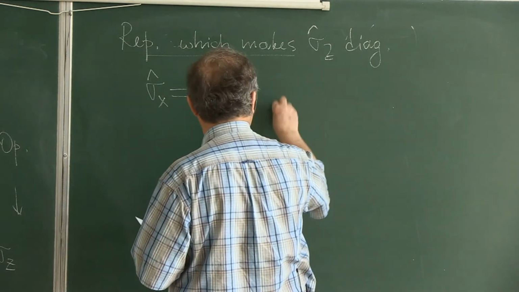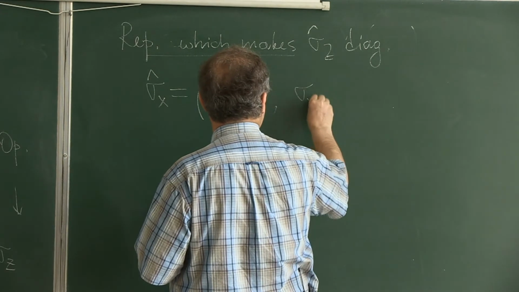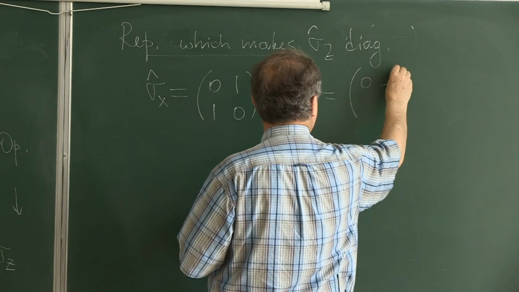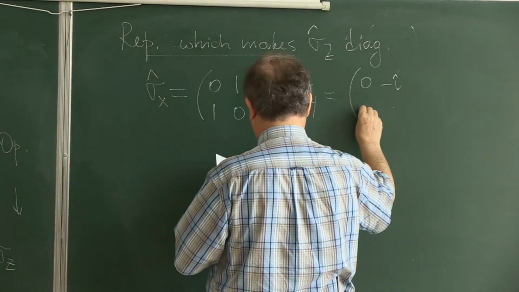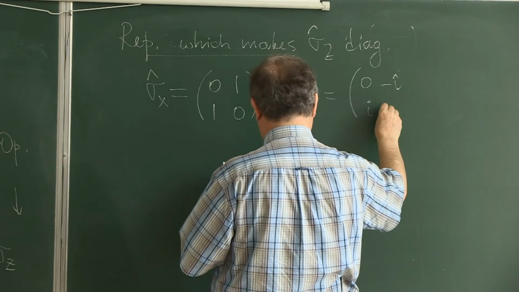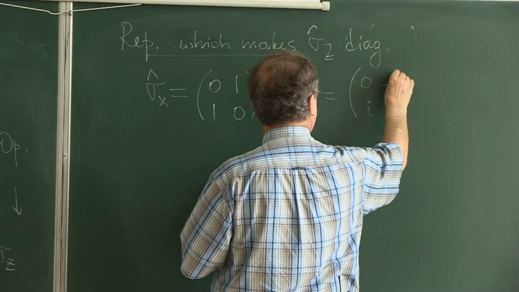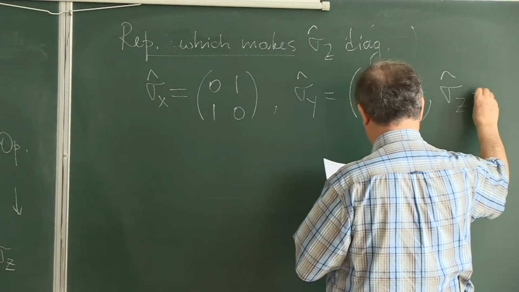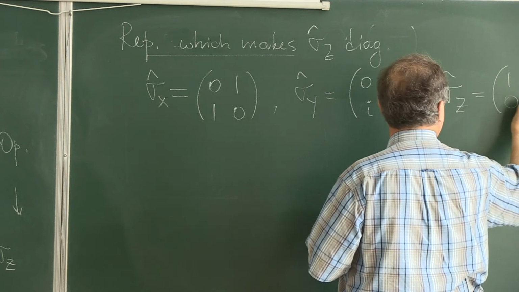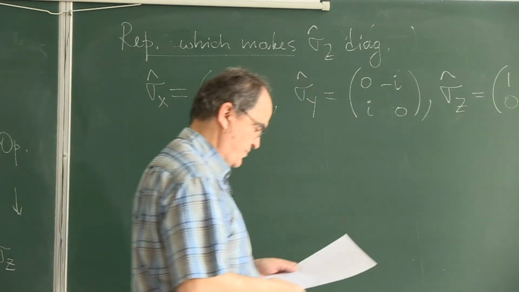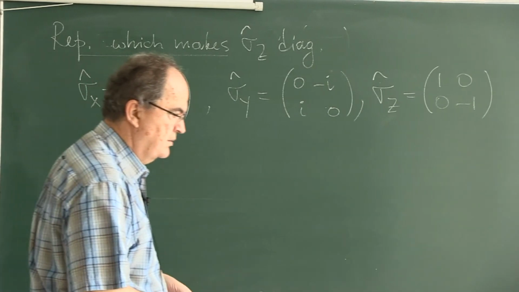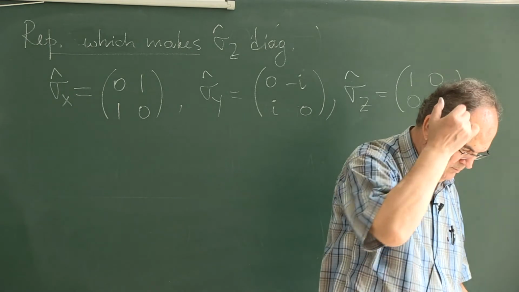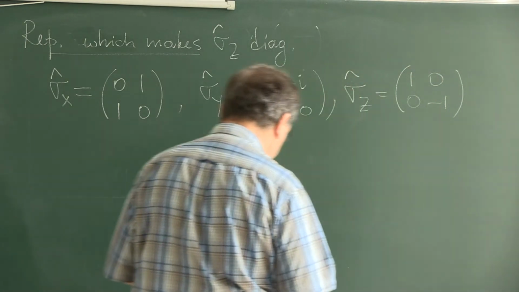Sigma x operator is this. Sigma y is 0 minus i, you remember this, okay? And plus i 0. And here is the diagonal sigma z: 1, 0, 0, minus 1.